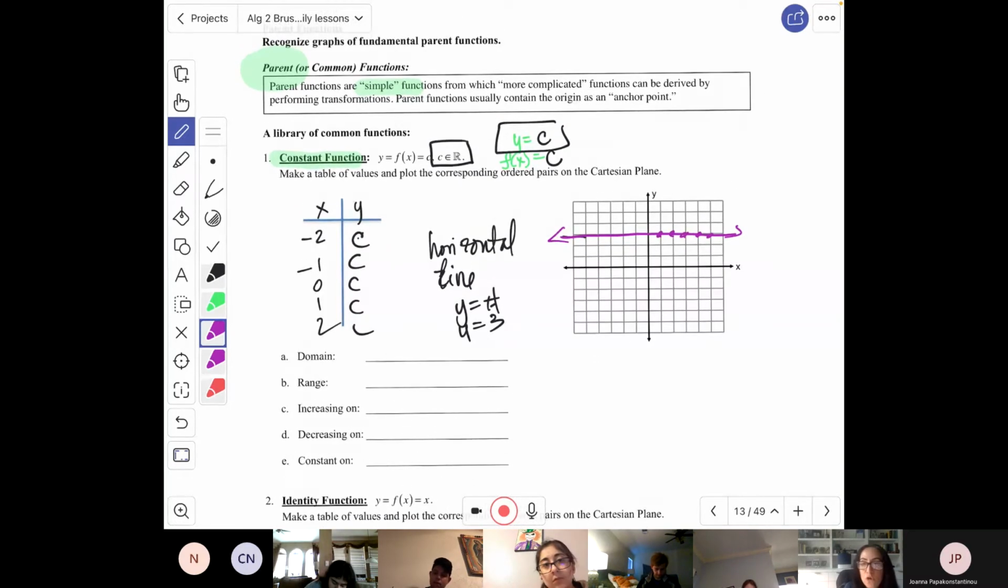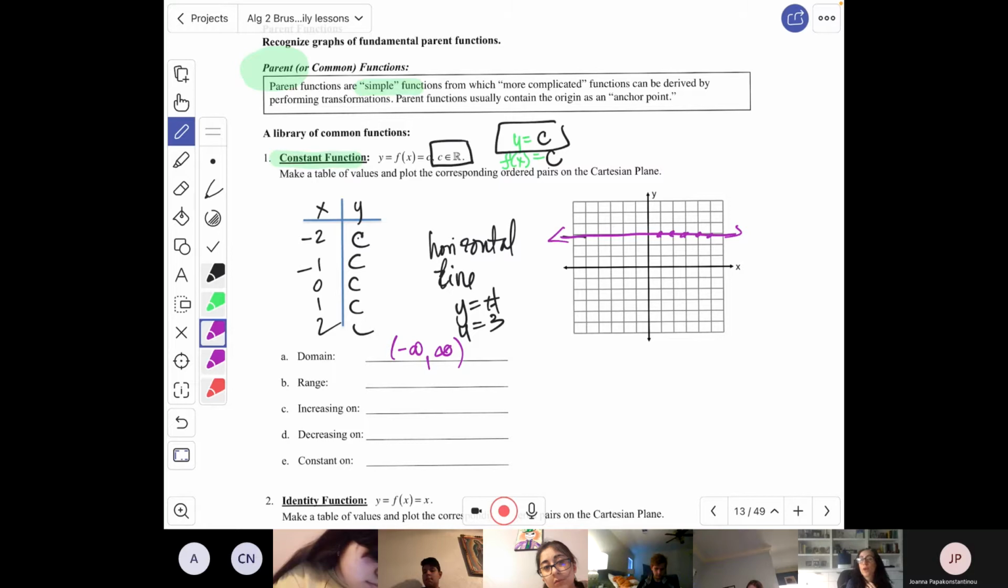So tell me, what is the domain for any constant function? Represented as an interval, what is the domain? What is the domain of that constant function as an interval? What is the smallest x value it takes? Negative infinity? Negative infinity, yes. And what is the largest x value? Infinity? Infinity, that is absolutely correct.